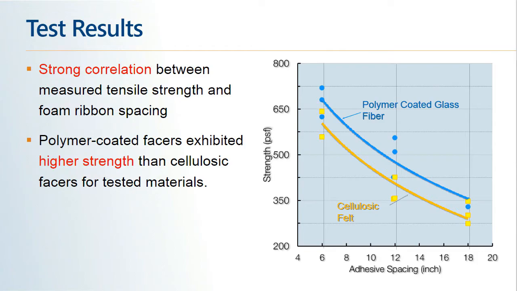The polymer-coated glass fiber facers exhibited higher strength than the cellulosic facers for the tested materials, as shown in the graph on the right. So just to give an example, what would be a typical uplift strength for, let's say, an average building in the Midwest? Well, the answer to that question involves a lot of different variables that need to be considered and factored in. Things like the height of the building's geometry, the type of edge detail it has, whether it is a parapet wall or not, the use of the building, topography, risk factors, others, just to name a few of the variables.